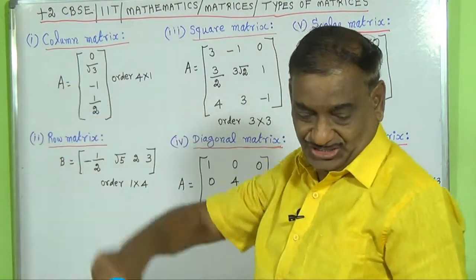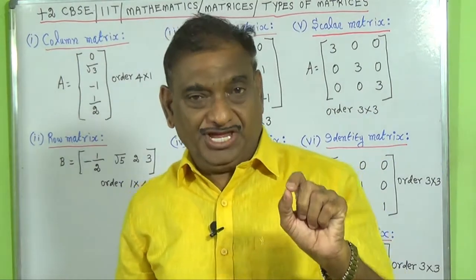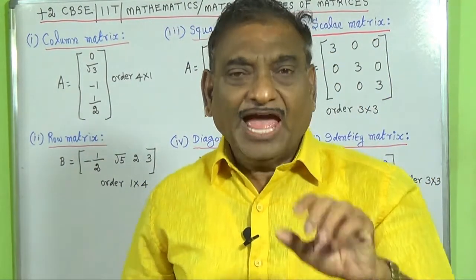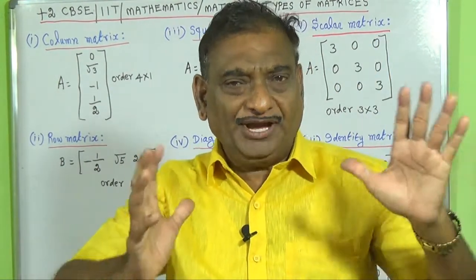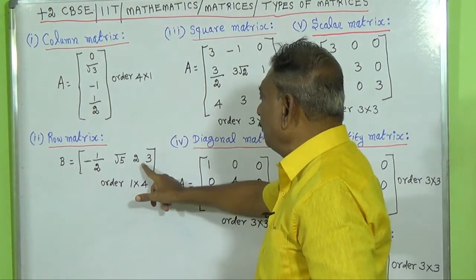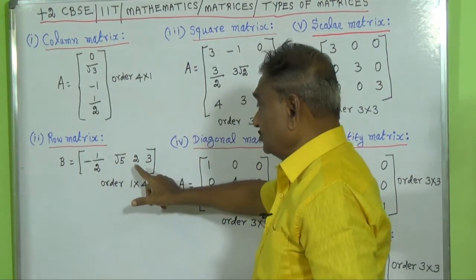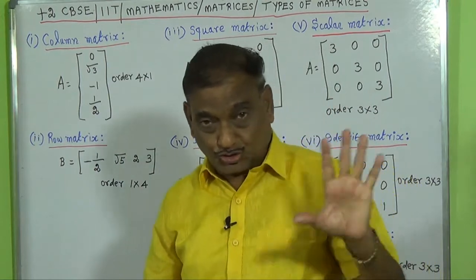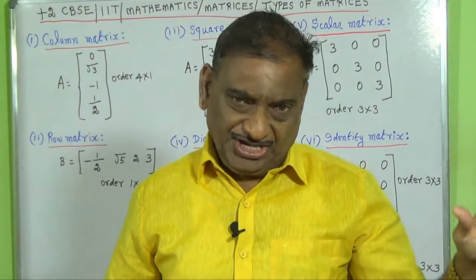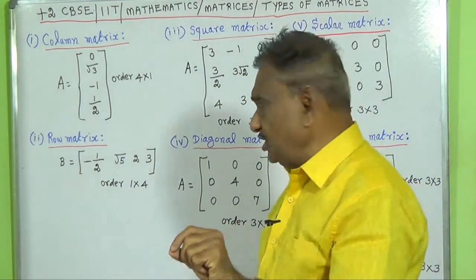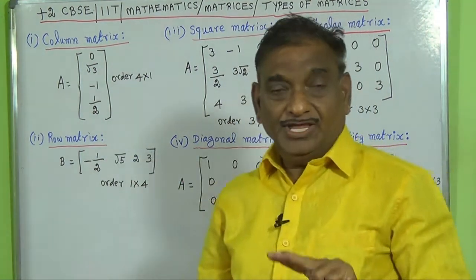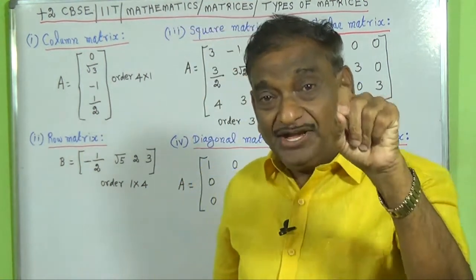Then row matrix. What is row matrix? If there is only one row in a matrix, that matrix is called row matrix. The matrix B has only one row, but there are 4 columns. We are considering only the rows, so if there is only one row, it is the row matrix. The order of this row matrix is 1 by 4. 1 row, 4 columns.